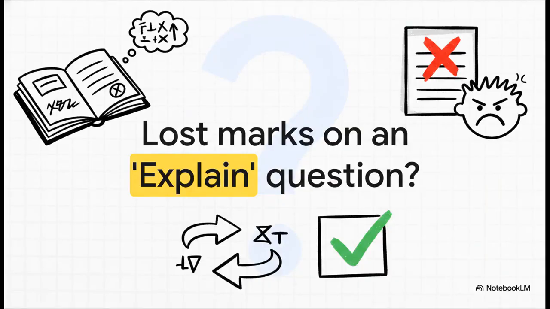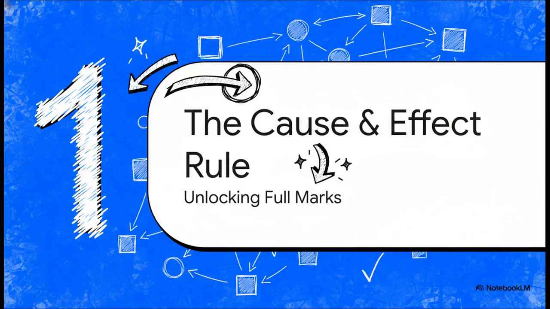I'm sure this feels familiar. You study for ages. You know all the technical stuff inside and out. But when you get your paper back, boom, you've dropped marks on an explain question. It is so frustrating, right? Well, the fix is actually surprisingly simple once you see it. Okay, let's dive right into the secret.